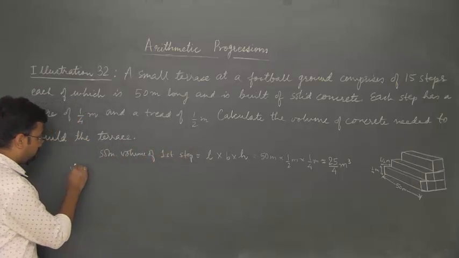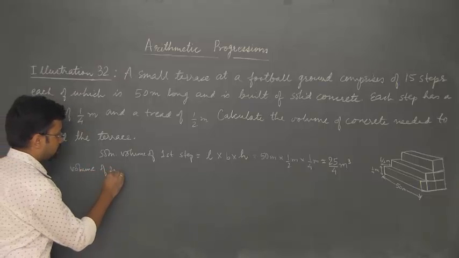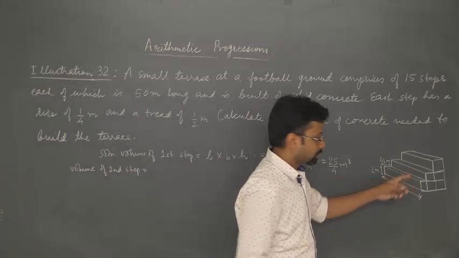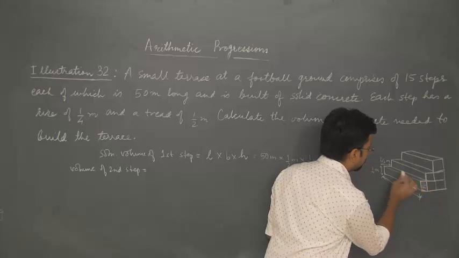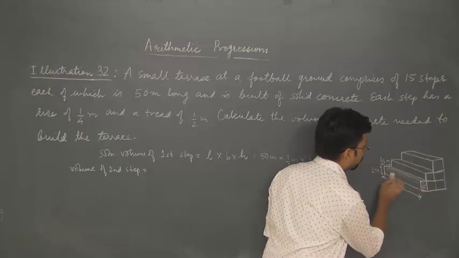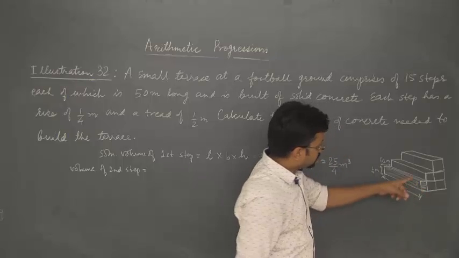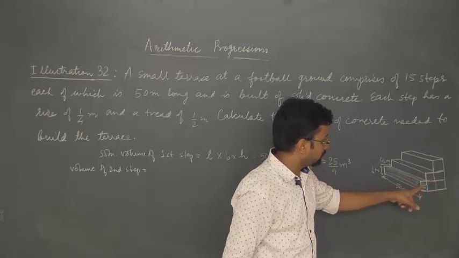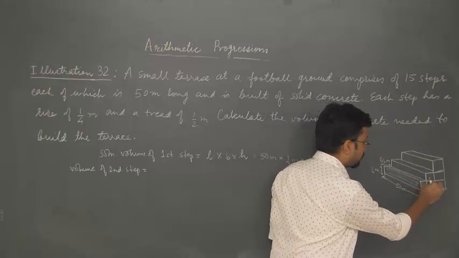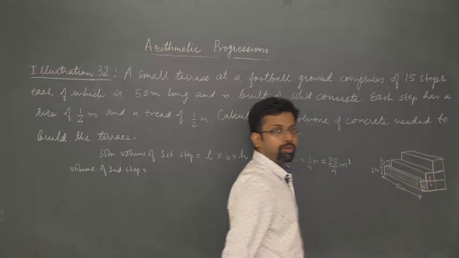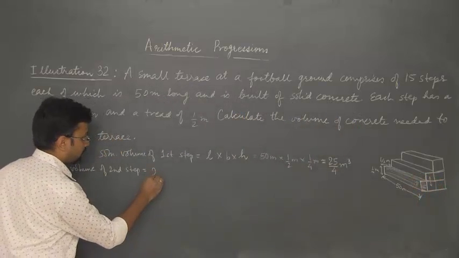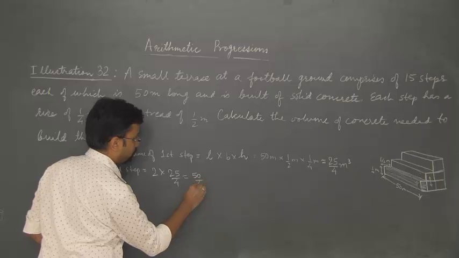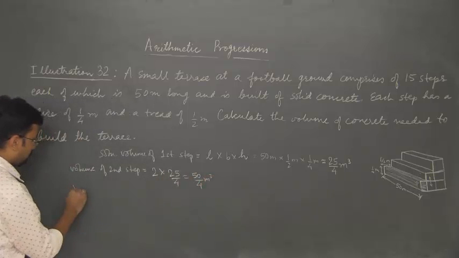What will be the volume of the second step? The second step is this, right? This is the first step that we have found the volume of. The second step would be this, and there will be a supporting step right beneath it, which will be equal to the same. So you have to take 2 times the volume of this step. So the volume of the second step would be 2 into 25/4, 50/4 meter cube.